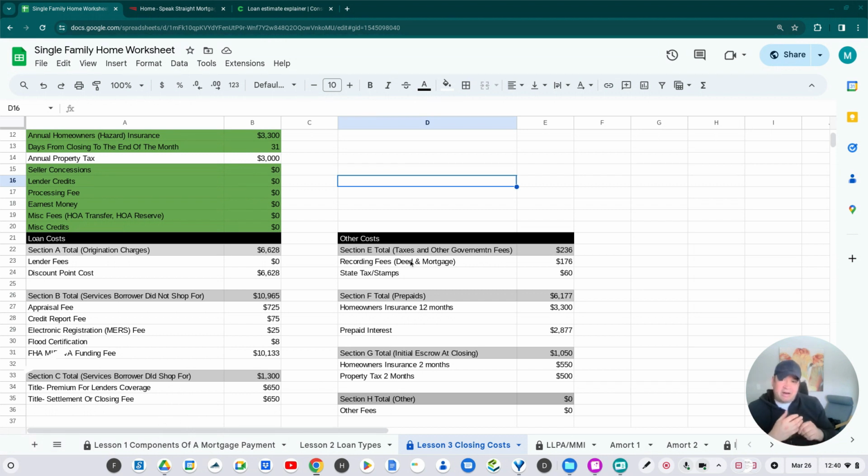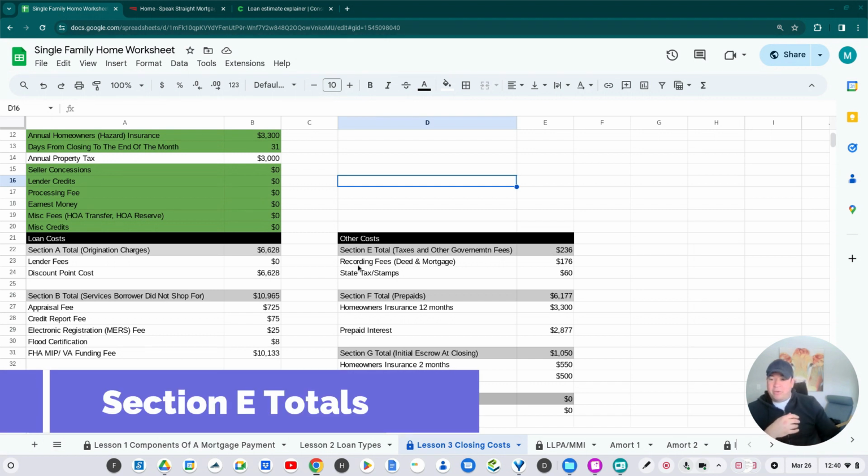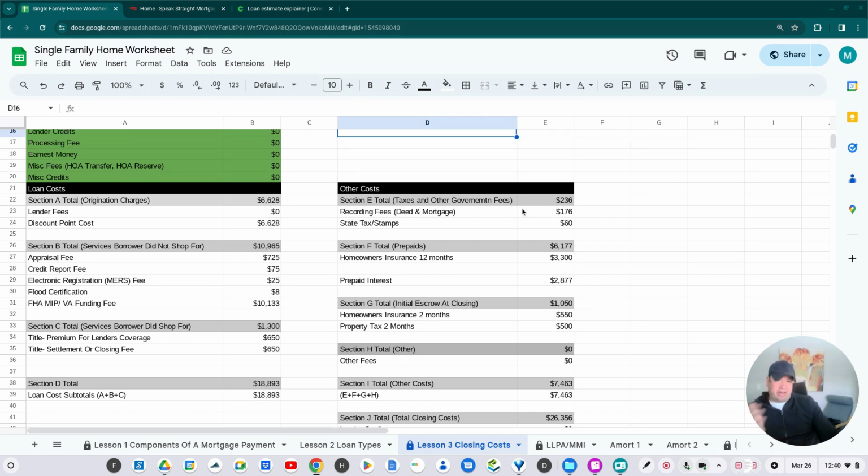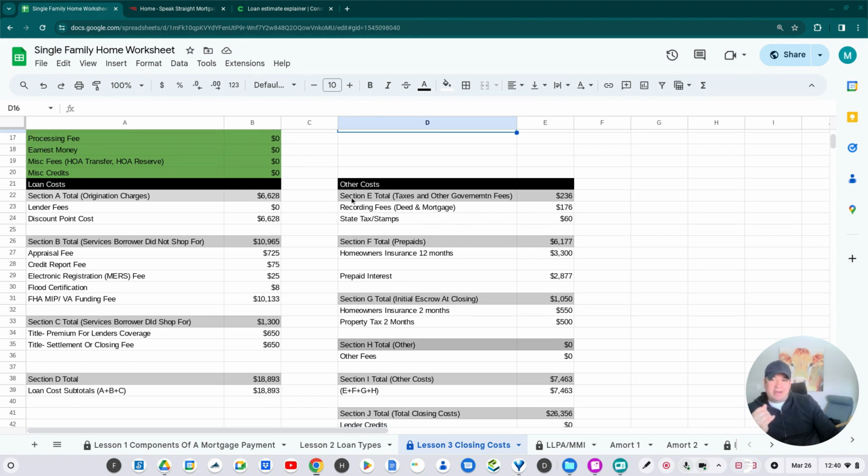Section E are taxes and other government fees. So, okay, this column on this side are what they categorize as loan costs, and the total of the loan costs comes here in Section D. They categorize this side as other costs. So Section E, state tax in Colorado, this is a percentage of the loan amount. It's auto-calculated. Recording fees for the deed and the mortgage are roughly $175. So this is a pretty close estimate of what this will be.